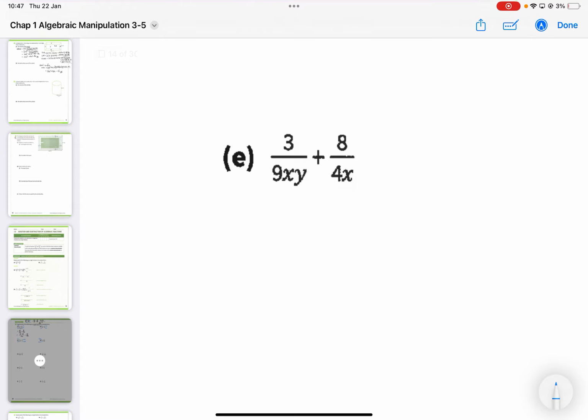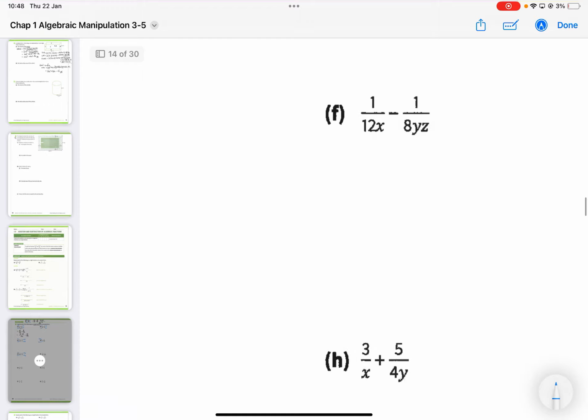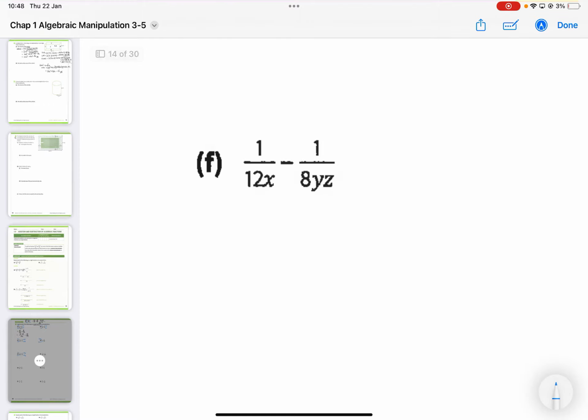9xy and 4x. 9 and 4, so we make a common one first, which is 36. So I need to multiply 4, I need to multiply 9. But the front got 9 times x times y. Second one only x. I also need to multiply y. Then they will be the same. 12 and 8 make common. 24. 12, 24. 8, 16, 24.